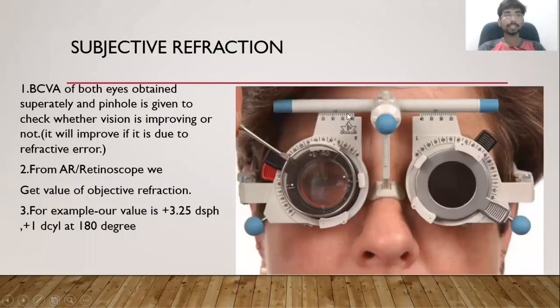Suppose he is our patient, who came for subjective refraction. We have to obtain the best corrected visual acuity of both eyes of this patient, and then we have to give a pinhole to the patient, and we have to check whether his vision improves with the pinhole or not. If it is due to refractive error, the patient's vision will improve with the pinhole. Then after checking his vision, from the automated refraction or retinoscopy, we have to get the objective refraction value. Suppose the objective refraction value of this patient is plus 3.25 diopter spherical plus 1 diopter cylinder at 180 degrees in his right eye.